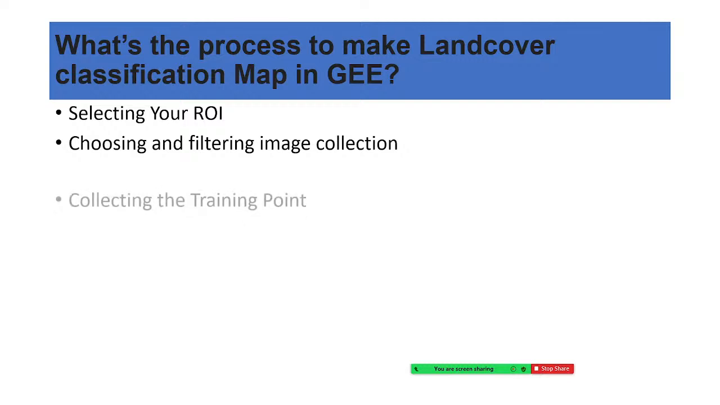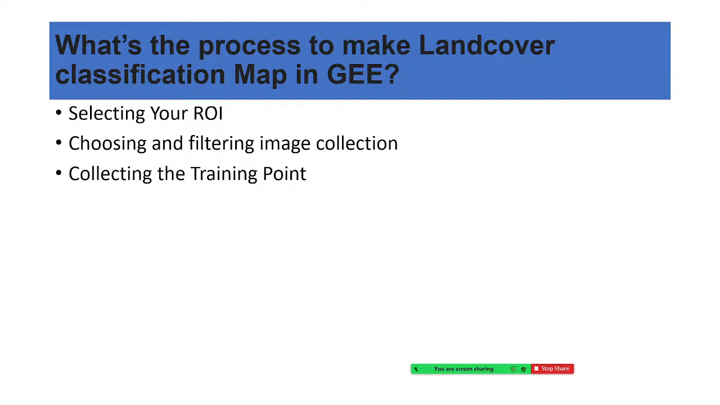After this you need to collect the training points. Suppose you want to classify some specific classes, it can be urban, water body, or vegetation, or whatever you want to classify. You can collect some training points for every individual feature.